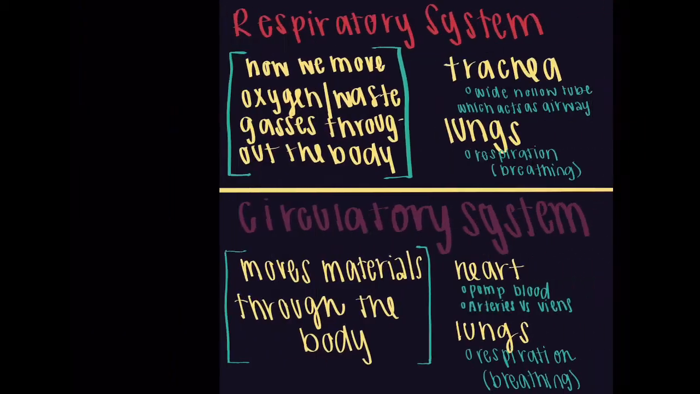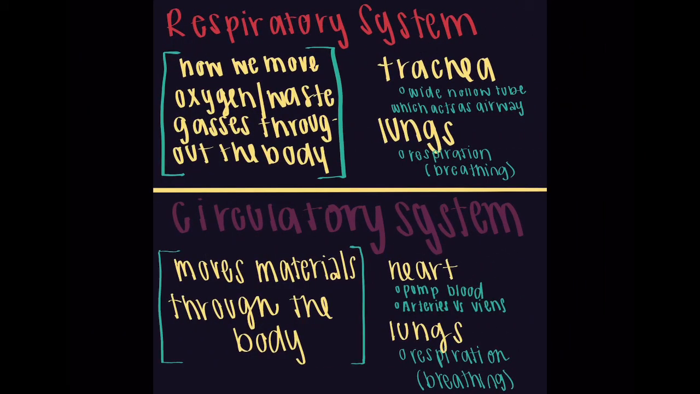various phyla. So the respiratory system is how we move oxygen/waste gases throughout our body, and organs which involve the respiratory system are trachea and lungs, whereas the circulatory system is what moves the movement of materials throughout the body, and this involves the heart and lungs.